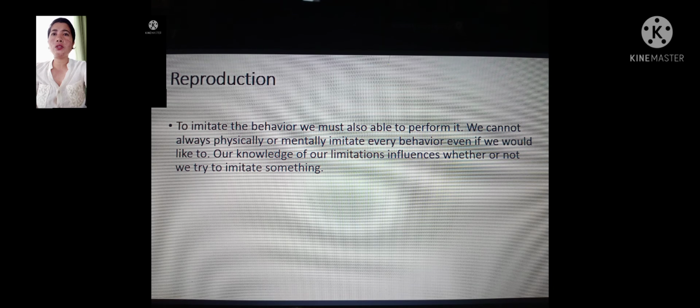The third one is reproduction. To imitate behavior, we must also be able to perform it. We cannot always physically or mentally imitate every behavior, even if we would like to. Our knowledge of our limitations influences whether or not we try to imitate something.